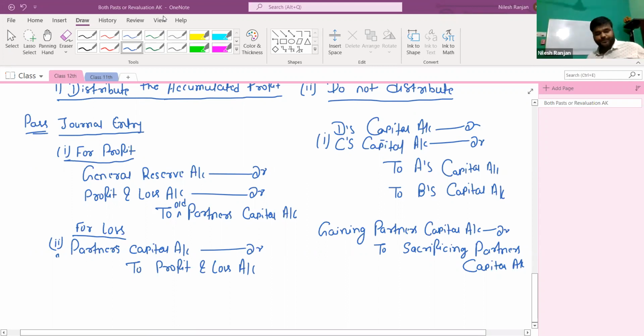So there is question number 56. First read the question. A and B are partners in a firm sharing profit and loss in the ratio of 2:1, and on 31st March 2016, their balance sheet stood as follows. Okay, let me send you the question, so you can understand better.